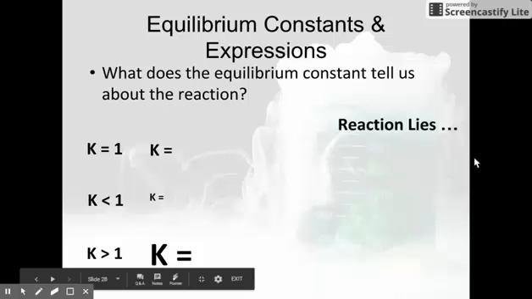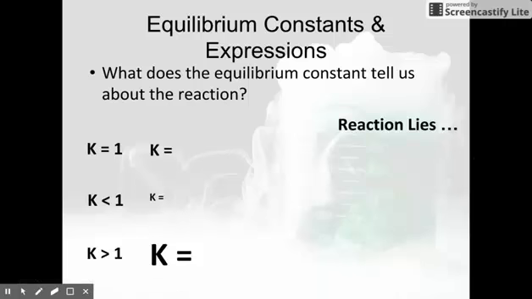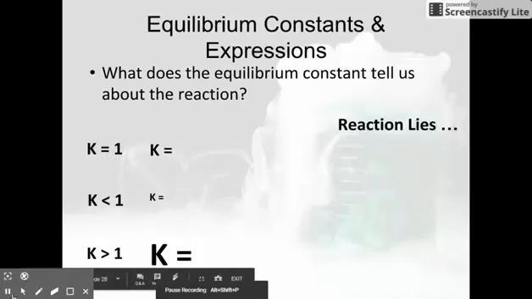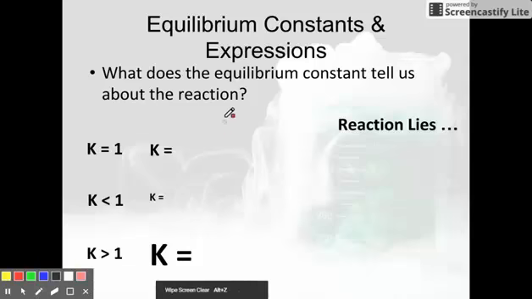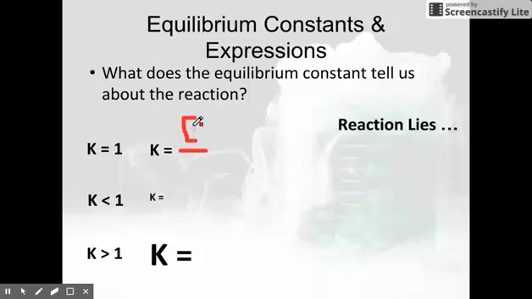So what does this K number tell us? It's a big number, it's a small number sometimes, maybe sometimes it's equal to 1. So if it is equal to 1, if we think about our ratio, because we're calculating a ratio, that means our ratio has to be equal to 1. That means we have the same number of products as we do reactants when we divide the two. So our amount of reactants and products is the same. So our reaction actually lies, we would say, in the middle.